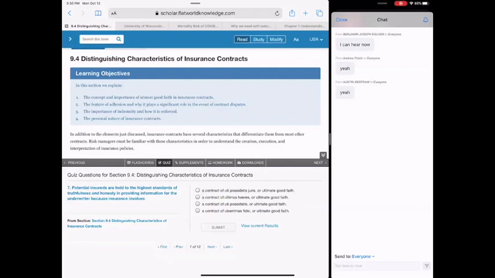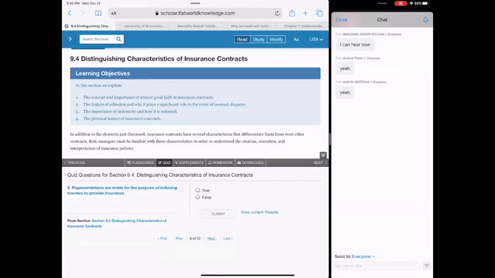I'm going to skip over this one because I don't like the fact that they did not use the exact terms. This should be utmost good faith, not ultimate good faith. But I will not test you on the Latin.